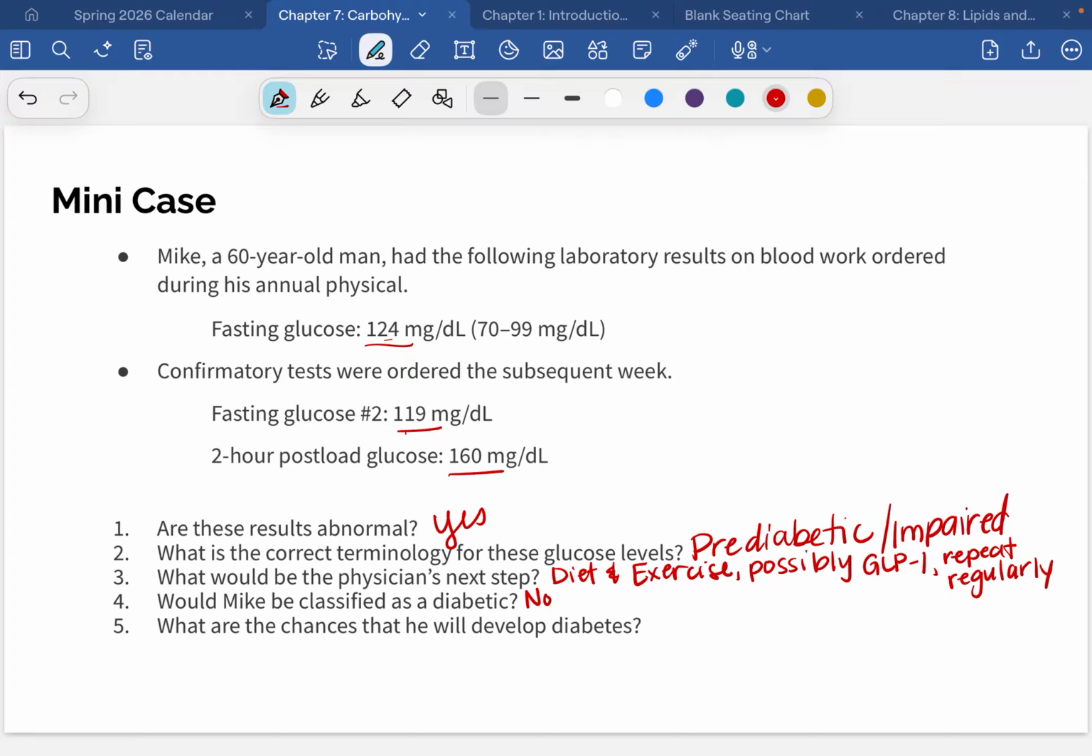And what are the chances that he will develop diabetes? The chances are very high. When somebody has impaired fasting glucose, that's usually just a stepping stone to developing diabetes. So if changes are not made in his diet and exercise, possibly the addition of a GLP-1 depending on the rules. Like I said, a lot of those procedures are very new, and I'm not super familiar with them. But the chances that he will develop diabetes, especially if he doesn't change his living habits, are very high.